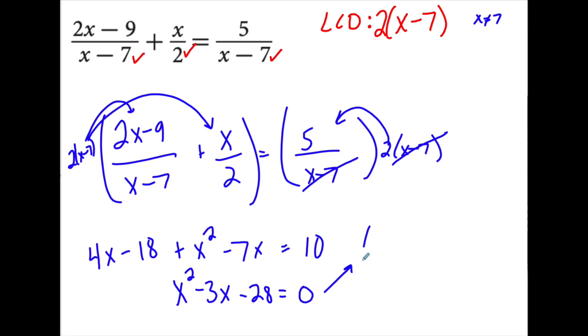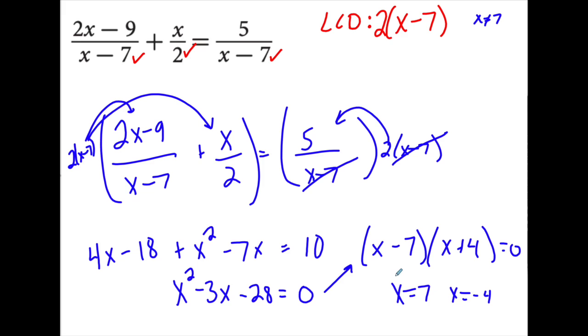So let's solve it. So I've got x minus 7, x plus 4. Because negative 7 times 4 is negative 28. Negative 7 plus 4 is negative 3. And so if this is equal to 0, either x equals 7 or x equals negative 4. But we need to toss the 7 because it's extraneous. So the final solution is x equals negative 4.